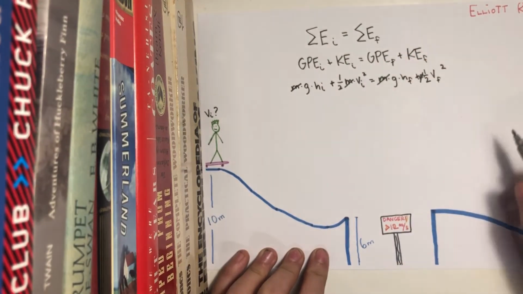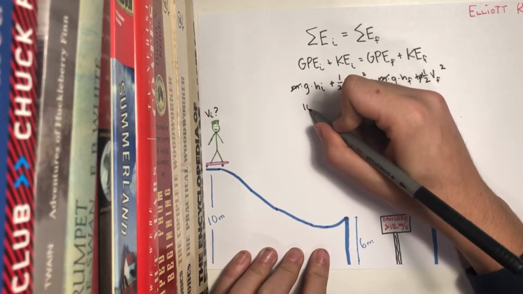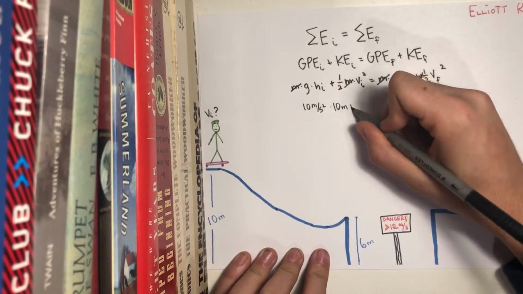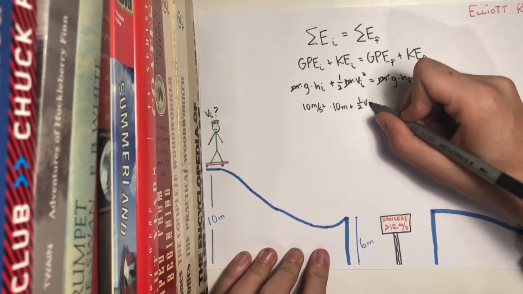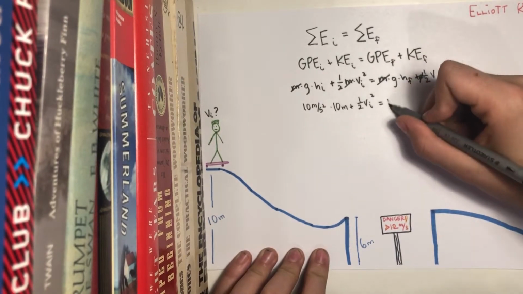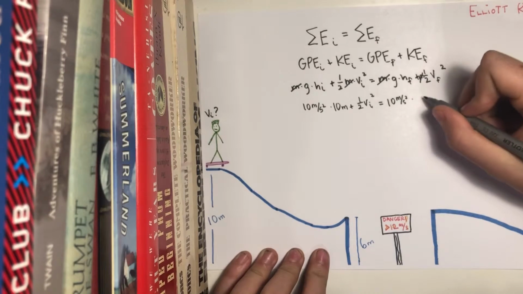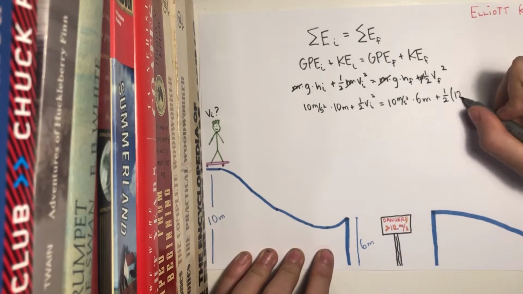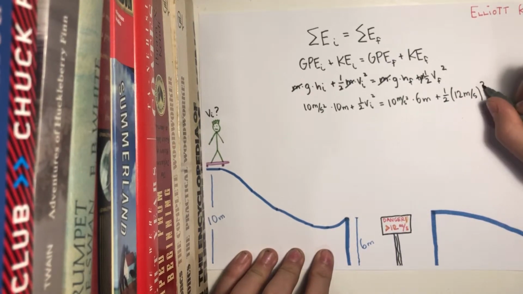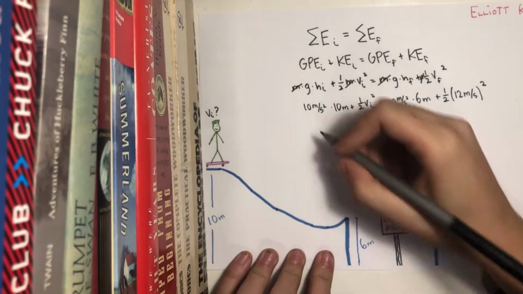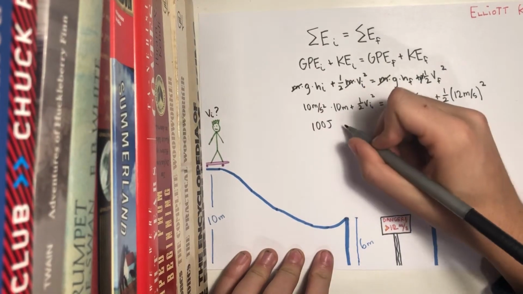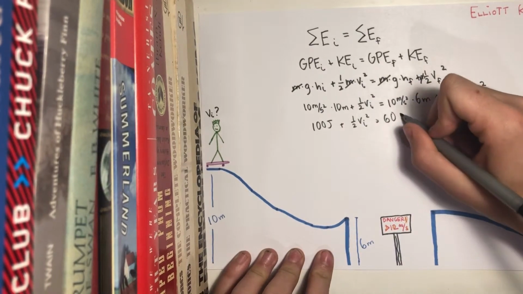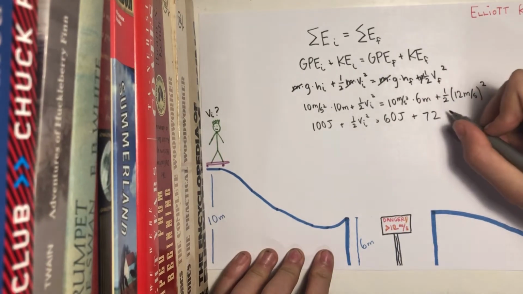So we're left with, and we can start filling in values. We have 10 meters per second squared times 10 meters, which is his initial height, plus 1/2 times our initial velocity squared, which is what we're trying to solve for, is equal to 10 meters per second squared times 6 meters plus 1/2 times 12 meters per second squared. And we simplify this down into 100 joules plus 1/2 initial velocity squared is equal to 60 joules plus 72 joules.